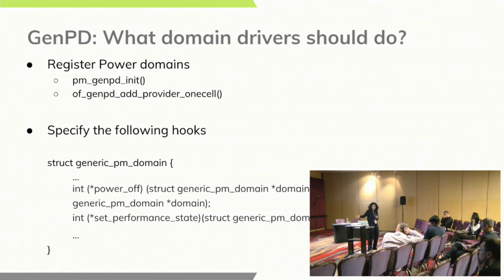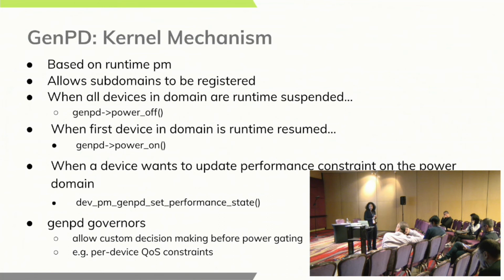So like I mentioned, it's based on runtime PM and the use counter. The idea is when all the devices in a particular domain are runtime suspended, the runtime framework knows that all the devices are suspended. So the framework in turn goes and triggers the generic power domain framework to power off that particular power domain.